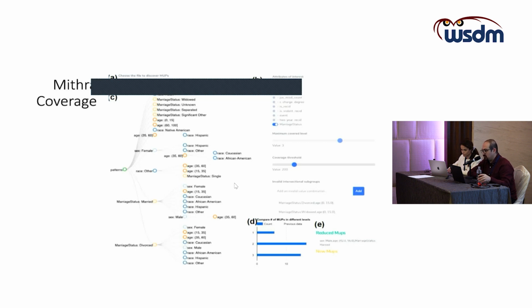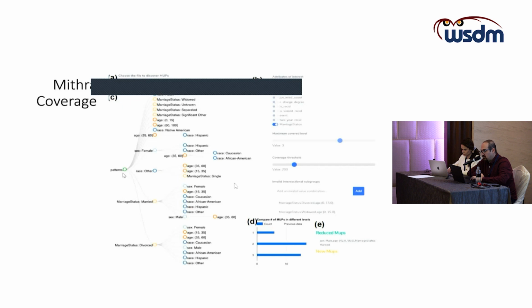So before I go to the coverage over continuous attributes, I wanted to quickly show our system, MithraCoverage, which is for generating MUPs, maximal uncovered patterns, in the dataset. In the system, as you can see, in part A, you can first specify a dataset, then you can specify your attributes of interest, and then the level up to which you are interested in seeing the uncovered patterns. And then when you do generate, it gives you this tree.